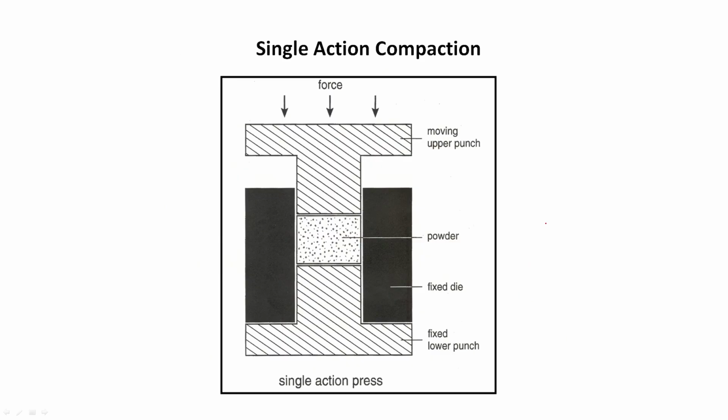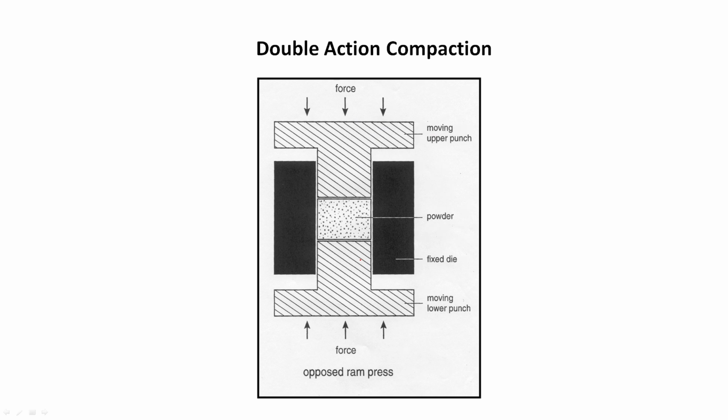Now in a single action press, since you are applying pressure from the top, there will be a variation of porosity. At the bottom, porosity will be more, at the top porosity will be less. That is why it is better to use a double action press. In a double action press, you are applying force from both sides, so the powder will be compacted nicely. There will be fewer pores on both the top and the bottom of the powders.